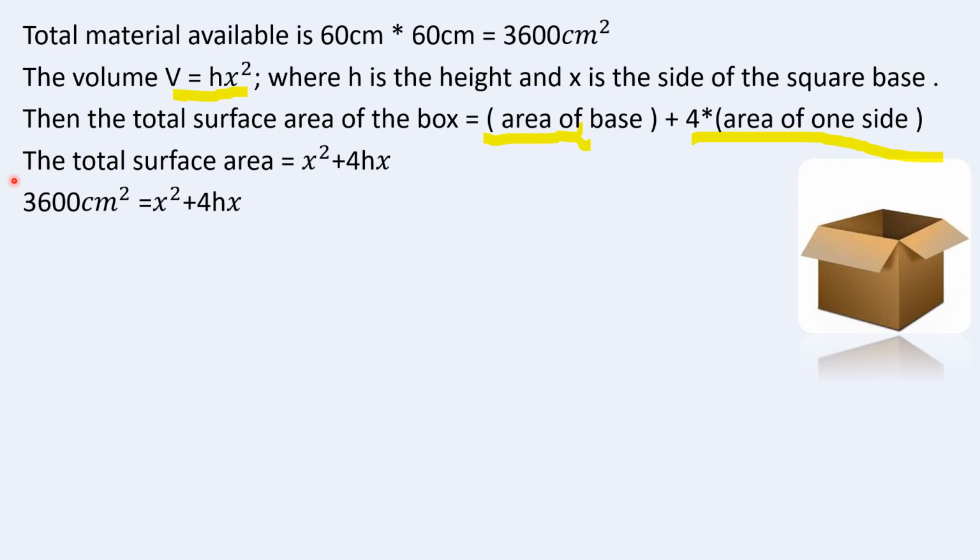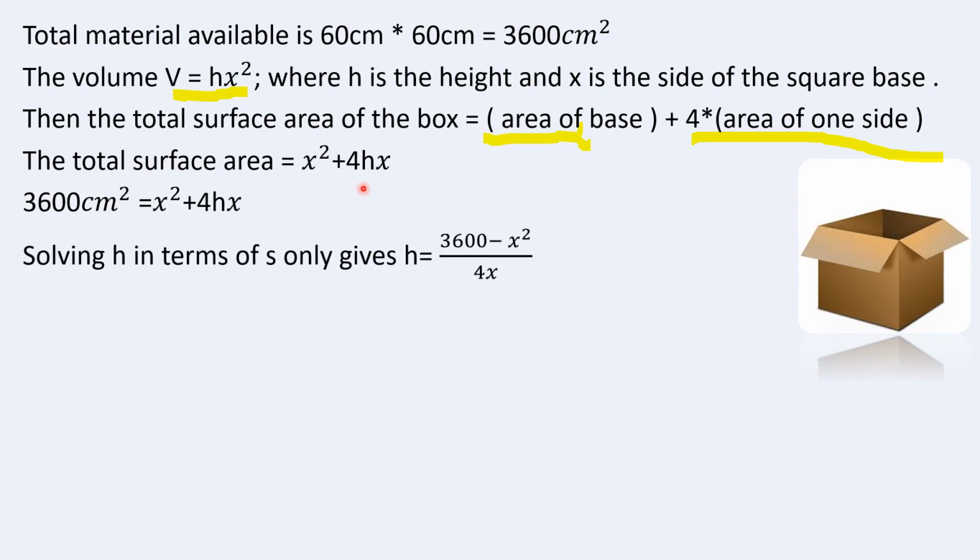We are going to make h the subject from this equation, and the reason why is that we want to look for volume. So we want to solve in terms of one variable and not two variables. So we want to make the height the subject. If we simplify, we are going to get the height to be equal to what? 3,600 minus s squared over 4x.